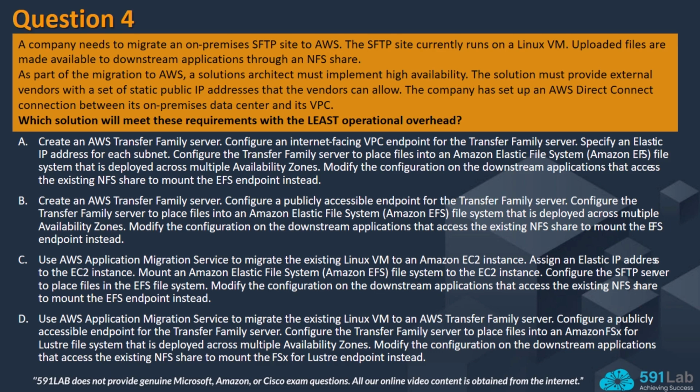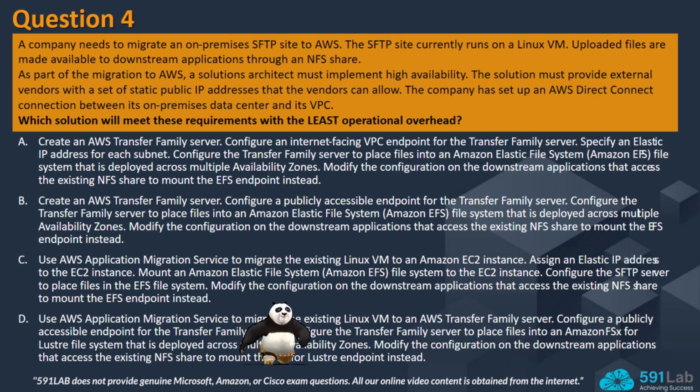Option A. Create an AWS Transfer Family server. Configure an internet-facing VPC endpoint for the Transfer Family server. Specify an elastic IP address for each subnet. Configure the Transfer Family server to place files into an Amazon Elastic File System that is deployed across multiple availability zones. Modify the configuration on the downstream application that accesses the existing NFS share to mount the EFS endpoint instead.